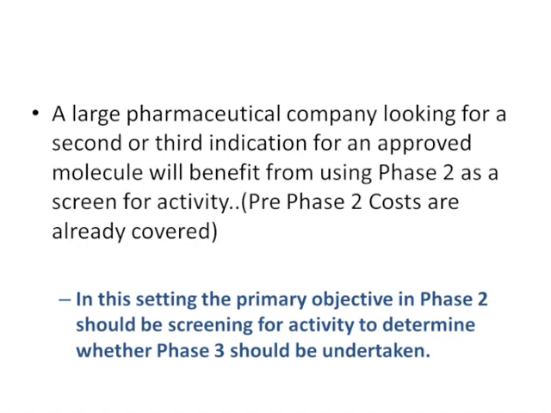Okay, a large pharmaceutical company looking for a second or third indication for an improved molecule will benefit from using phase 2 as a screen for activity. And that's because the pre-phase 2 costs are already covered. In this setting, the primary objective in phase 2 should be screening for activity to determine whether phase 3 should be undertaken.